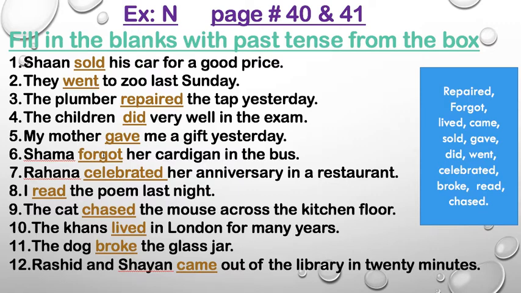Next, Shama forgot her cardigan in the bus. Forgot. So what is the present tense of forgot? Forget. Forget will be changed to forgot in order to make it a past tense, and again it is an irregular verb. Rehana celebrated her anniversary in a restaurant. Celebrated. So what is the base form? What is the present tense? Celebrate. Celebrate is changed to celebrated. We are adding ed to the base form. So what type of verb is it? It is a regular verb, isn't it? Celebrated, regular verb, and it is in the past tense.